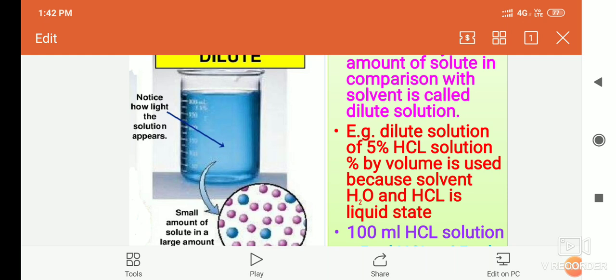In the diagram, the blue colored particles are the particles of solute, that is HCl, and the red colored particles are the particles of the solvent. In this solution, a very small amount of solute, that is HCl, is present. Therefore, the color of the solution is light.